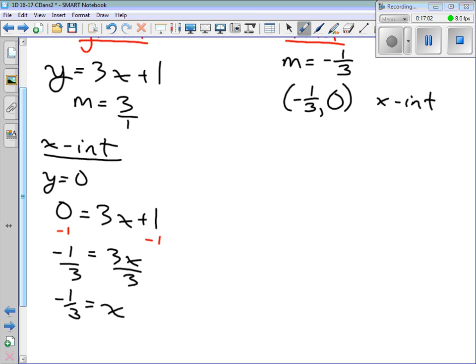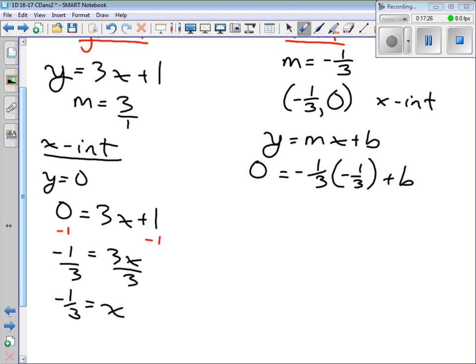Where are we going to go from here? Just tell me in words what we should do next, because now this is kind of like the other questions that we've been doing. Right? Stephanie. We go back to y equals mx plus b and fill in the information we have. We know our slope is negative 1/3. We know our y value is 0 when our x value is negative 1/3. And we want to figure out what b is going to be here.